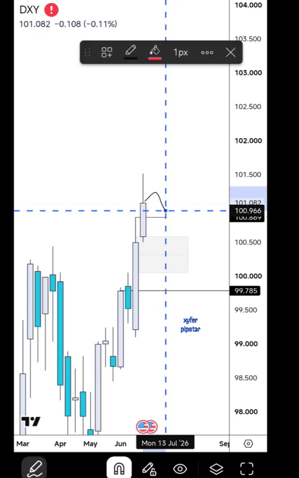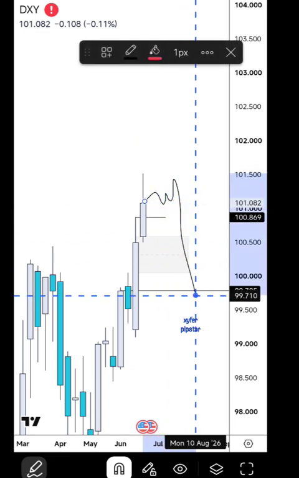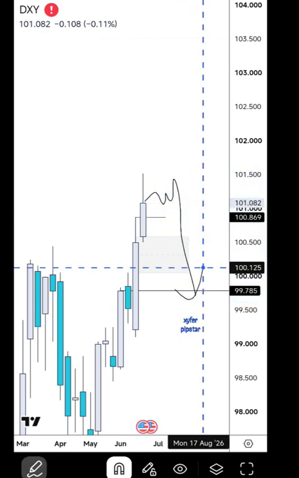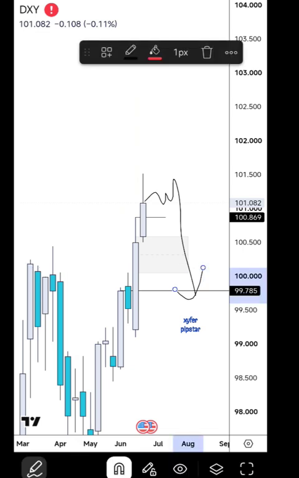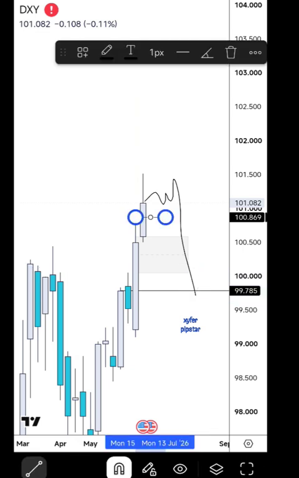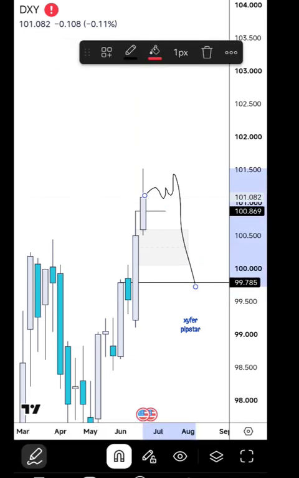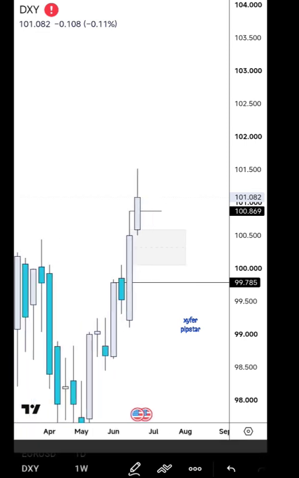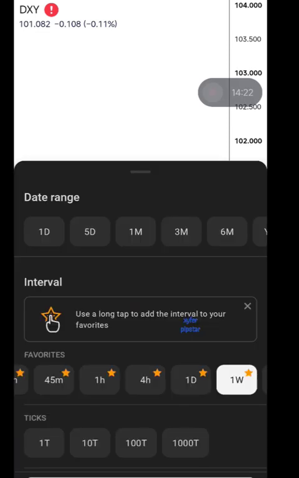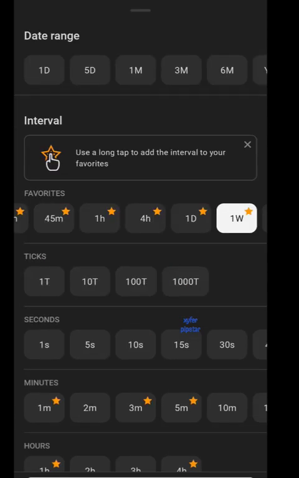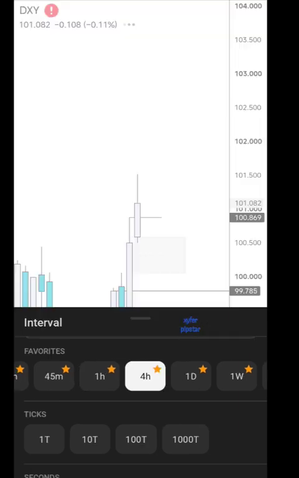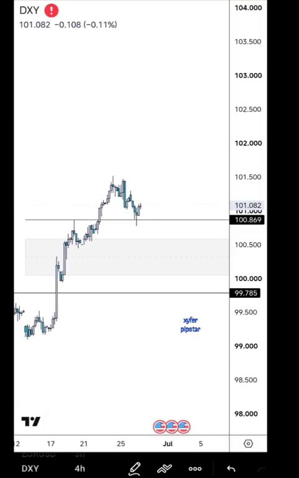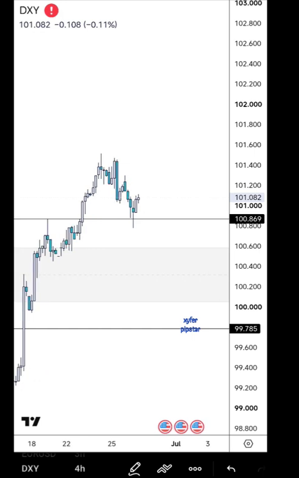So this week could be strong. It could be a strong high. Expecting the market to go lower before going higher. So if the DXY is weaker, then I can expect the NAS 100 to be bullish. Weekly, H4. You see whatever is happening here?